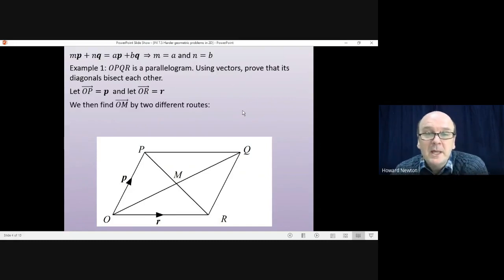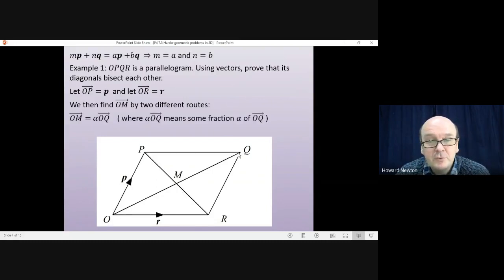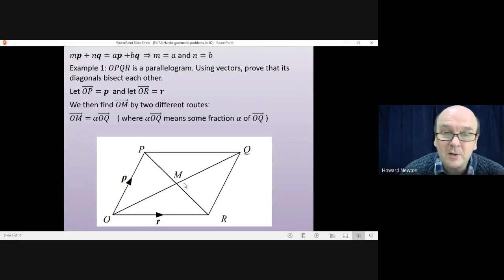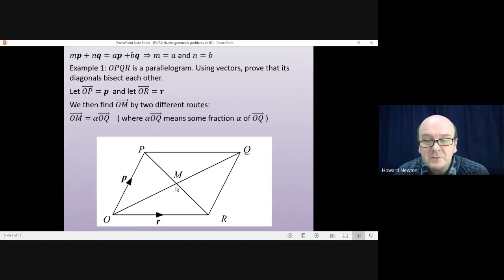What we do is we find the vector from O to M by 2 different routes along the 2 different diagonals. So first of all, we'll go the more straightforward route. To get from O to M, we need to go along the vector OQ some distance. Now alpha there is saying what fraction of the distance we need to go along OQ. So OM could be 1/3 of the way along OQ. It could be 2/3 of the way along. What we're trying to do is prove that alpha equals 1/2, that it's 1/2 of the way along OQ. And then that'll make M the midpoint of OQ.